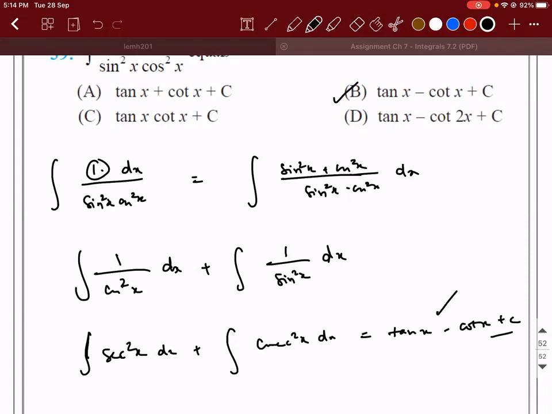Sir, actually I did it in a different method, sir. So the denominator is there, no, sir? Sine square x minus cos square x. I separated it, sir. We know a formula, no, sir? A square minus b square is equal to a minus b into a plus b. That formula I used, sir. Then the one I wrote the same, sir.